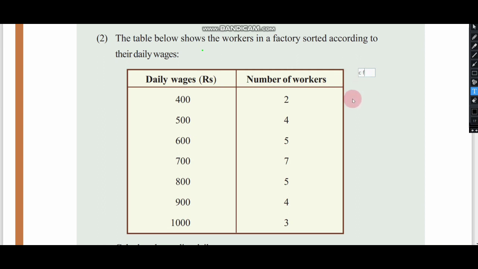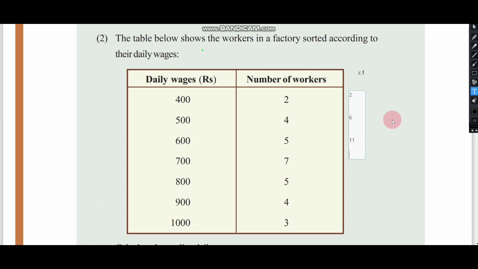Here we need to draw a table like this. Then how do we add that? Which one is in the first place? 2. Then 2 plus 4 is equal to 6. That is, up to 500 daily wages there are 6 workers. Then what about the next? 6 plus 5, 11 workers are below 600.